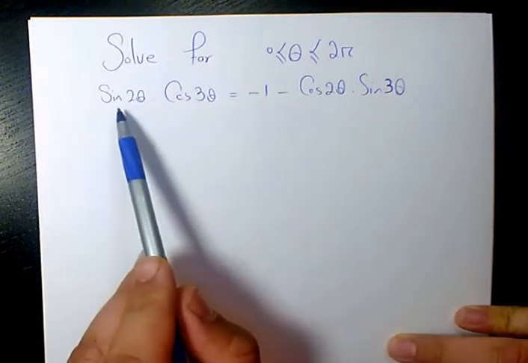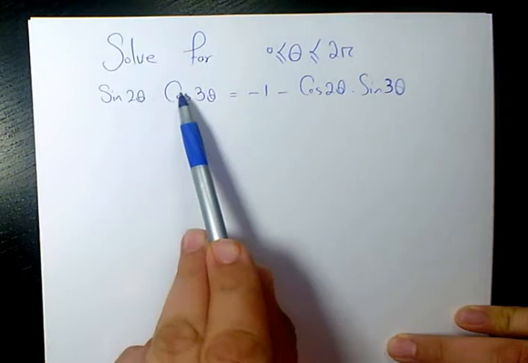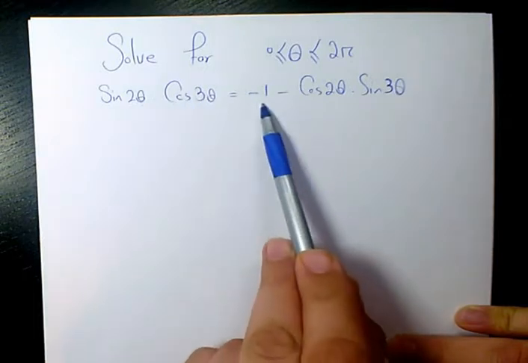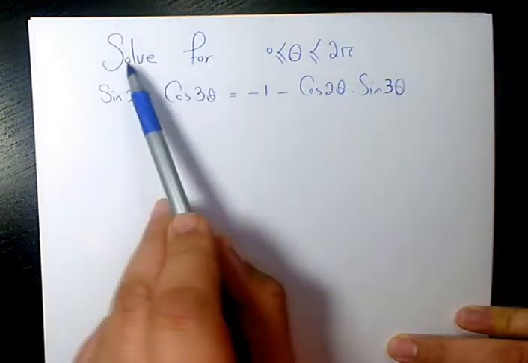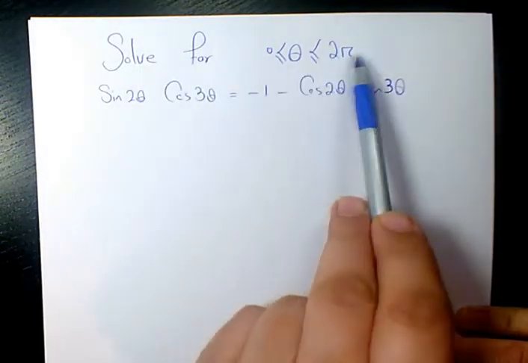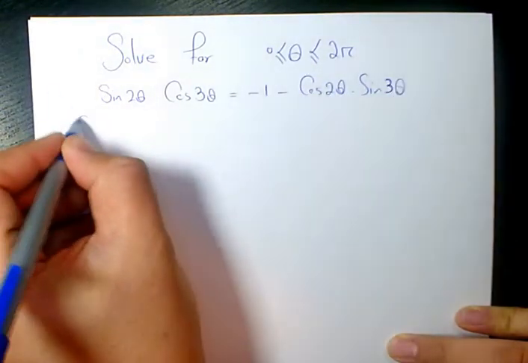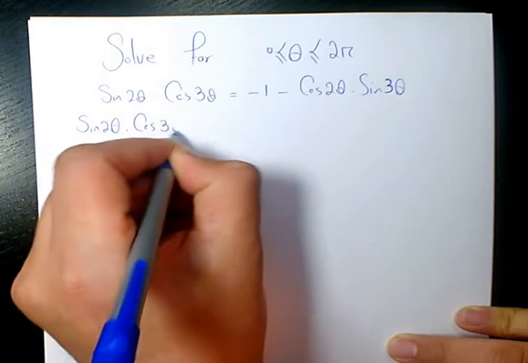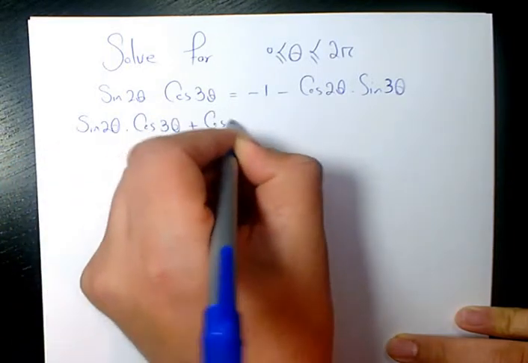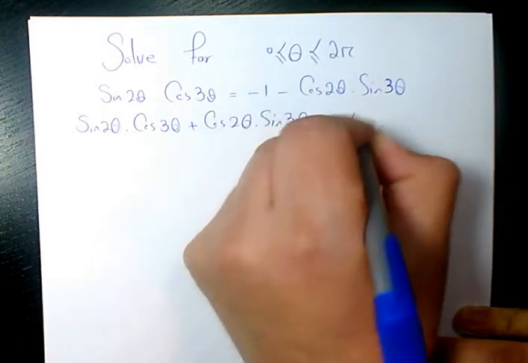In this video I want to solve this trigonometric equation, which is sin 2 theta times cosine 3 theta equals -1 minus cosine 2 theta times sin 3 theta, and we need to solve it for theta changing from 0 to 2 pi. I need to move this one to the left hand side, so I have sin 2 theta times cosine 3 theta plus cosine 2 theta times sin 3 theta equals -1.